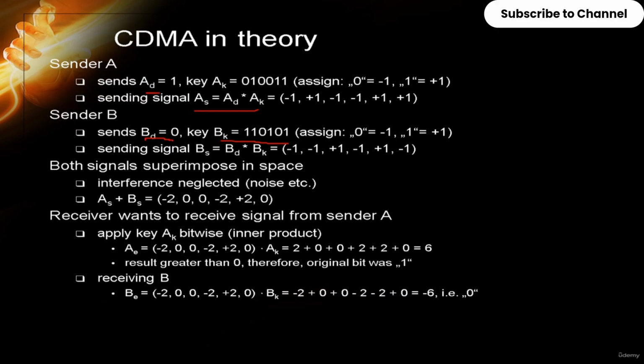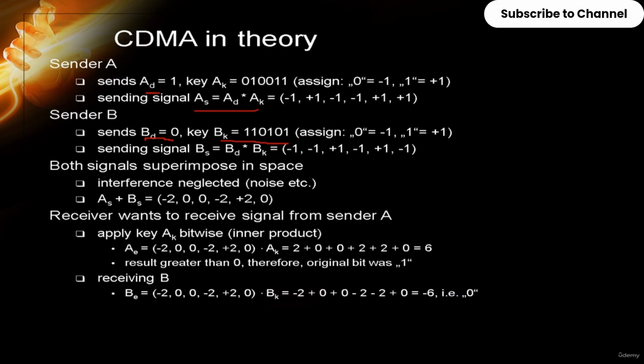And now when we are adding AS plus BS, we get this value. So -1 plus -1 is -2, and +1 plus -1 is 0, like that. The values are getting added.